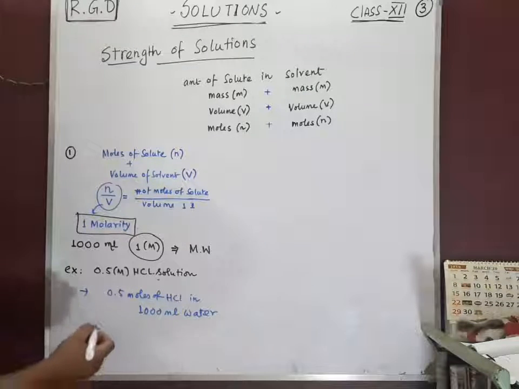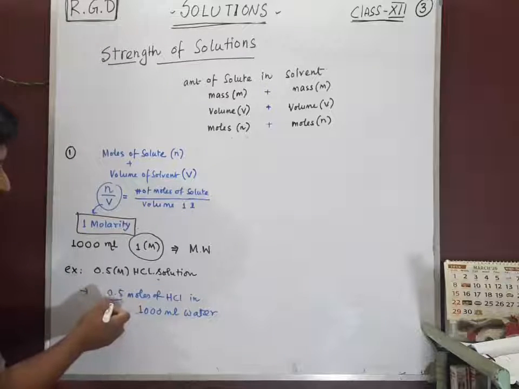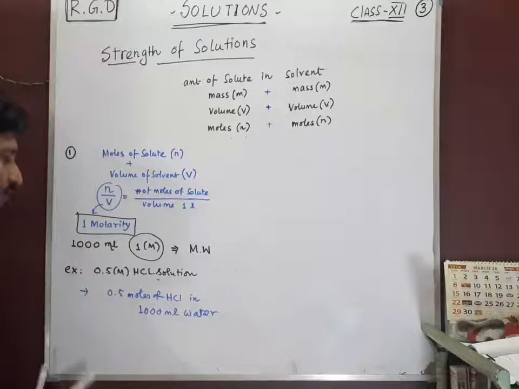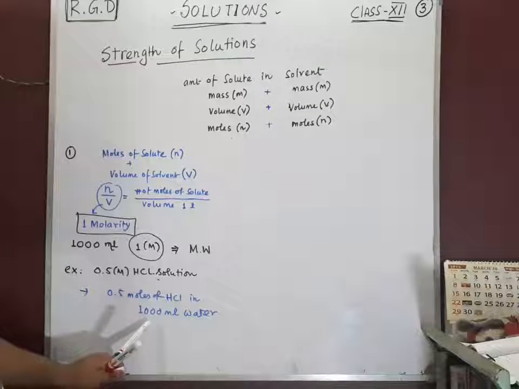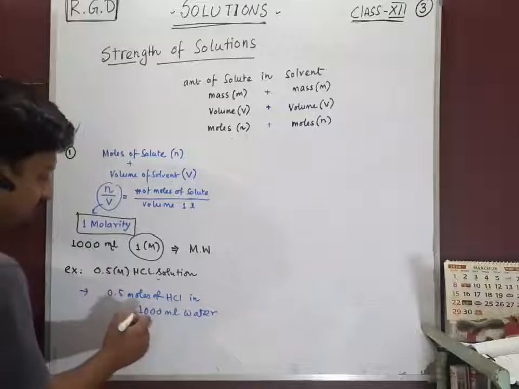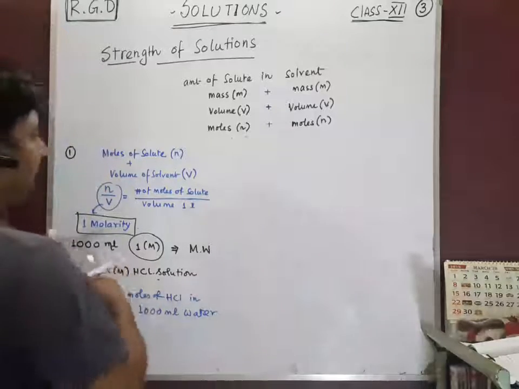So if I want to calculate, in a way, what is it? A 1000 ml 0.5 molar HCl solution has 0.5 moles in 1000 ml of solution, or 1 liter. Okay, so this is the molarity.